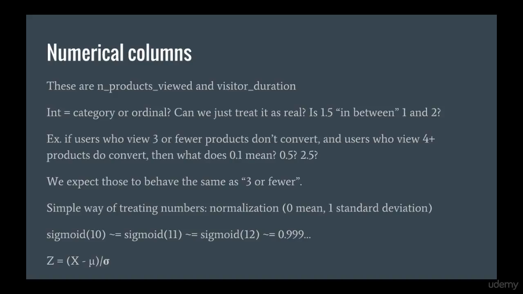One simple way to treat numbers is to normalize them first. That means subtracting the mean and dividing by the standard deviation. That makes it so the data is centered around 0 with a standard deviation of 1. Putting numbers in this small range means that functions like the sigmoid function will have a more pronounced effect on them. For example, sigmoid of 10 is approximately equal to sigmoid of 11, which is approximately equal to sigmoid of 12. That's not very useful, so we're going to normalize our data first.